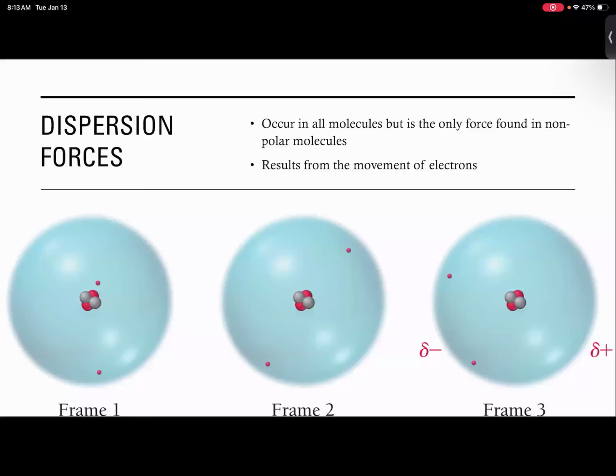Most of the time, the electrons are on opposite sides of the nucleus. But because electrons are in constant motion, they can wind up on the exact same side of the nucleus and cause this temporary dipole.